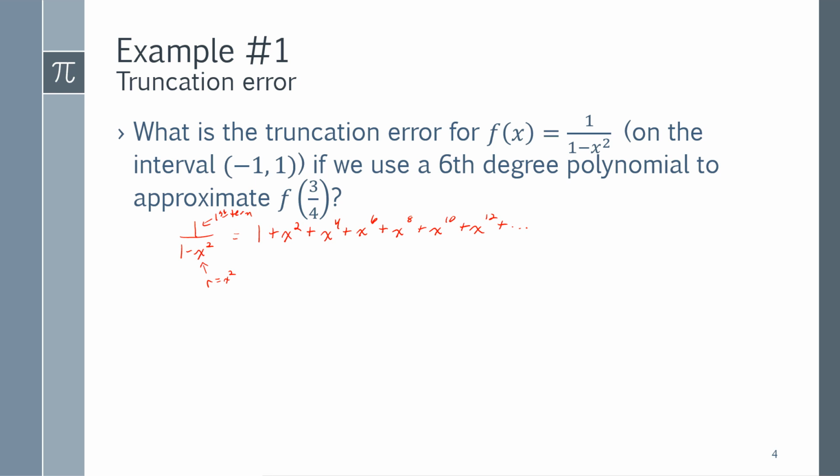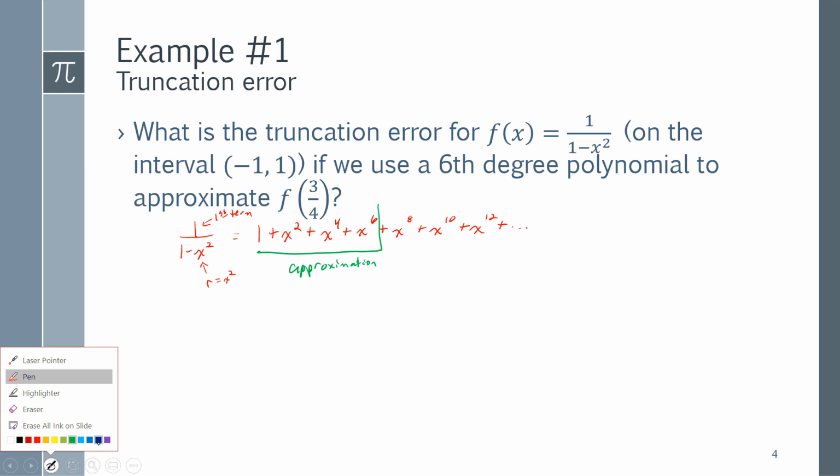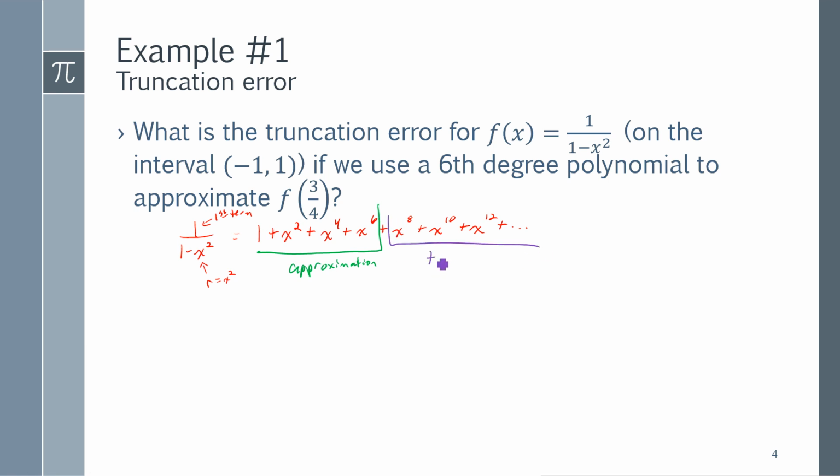Well, for a 6th degree polynomial, we're saying this is our approximation, which means that everything else is our truncation error. And if you notice, our truncation error is a geometric series where the first term, instead of being 1, is x to the 8th, and our r is still x squared, because it's using the same r as the geometric series that we use to get our polynomial. So that means that my truncation error is converging to my first term over 1 minus r.